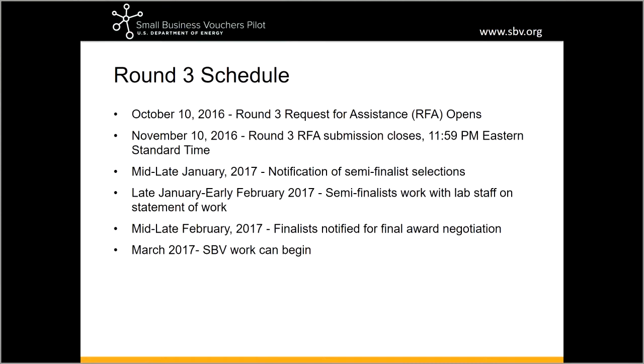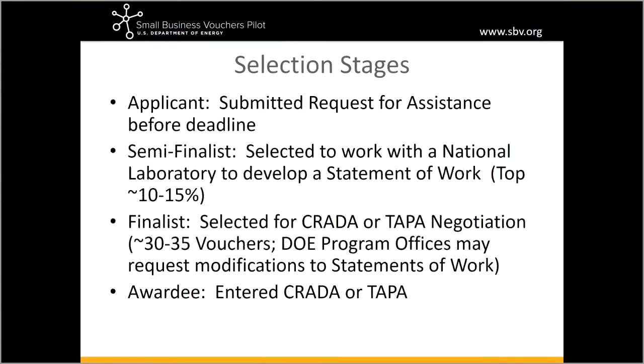And then late January, early February, we would expect for the semifinalists to work with laboratory staff that are selected for them to define a statement of work. Those statements of work will then be submitted to the Department of Energy for final selections. We would expect mid to late February 2017 for the finalists to be notified for final award negotiation, and then we expect in March for the small business voucher work to begin.